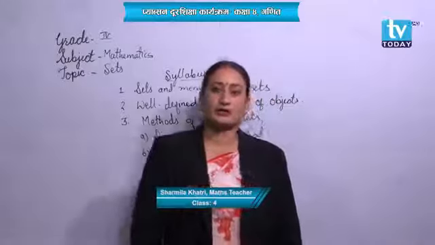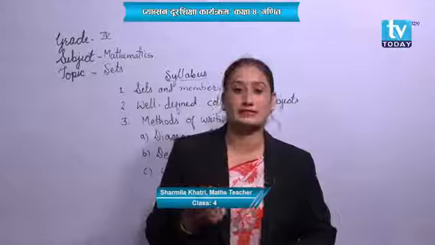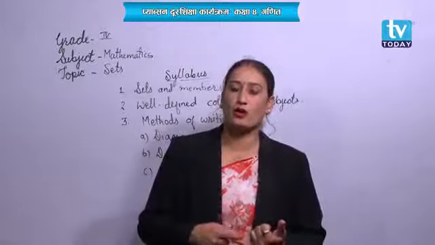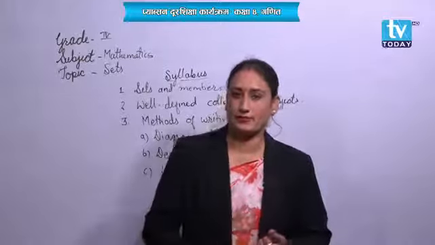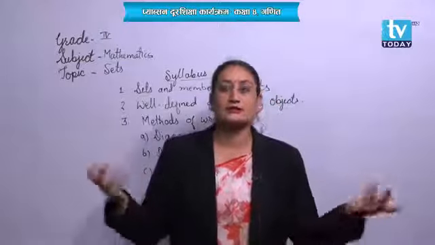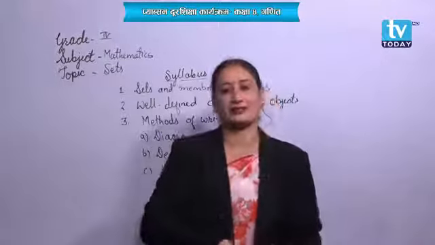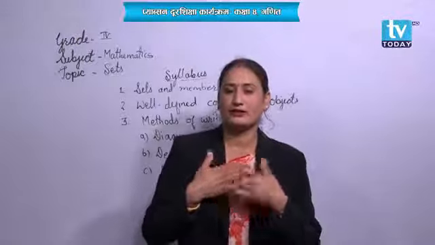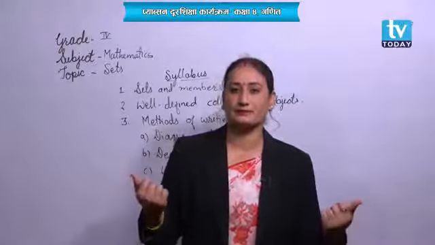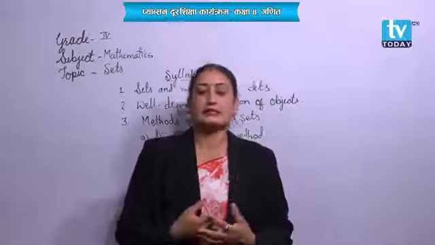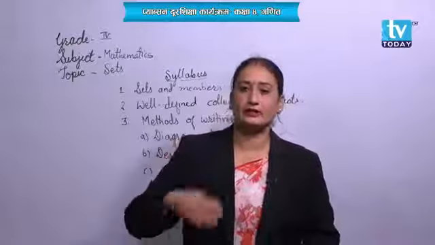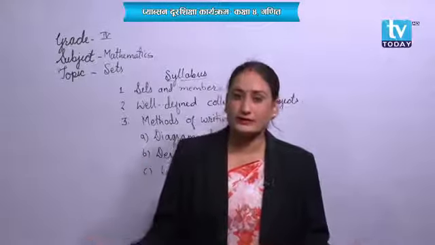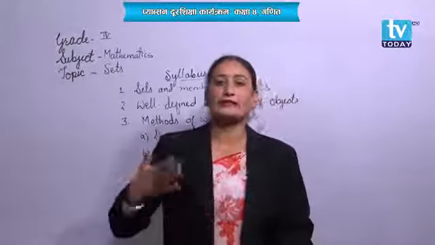But the collection of your own favorite vegetables, that means it's well defined. Only yours is being said, right? Only mine is being said. That means it's well defined. Now next is the collection of even numbers less than 20. Can we collect the even numbers less than 20? Obviously. So, it's well defined.